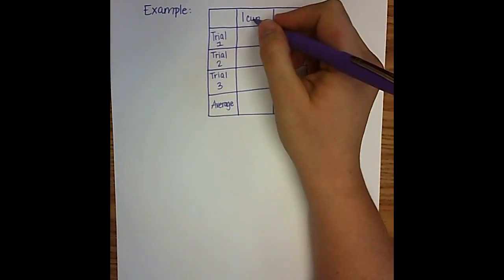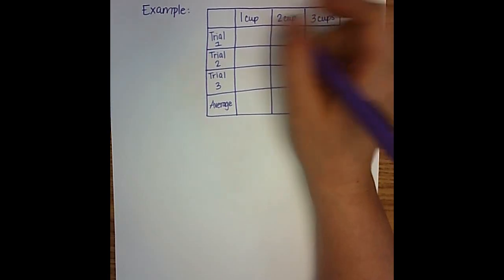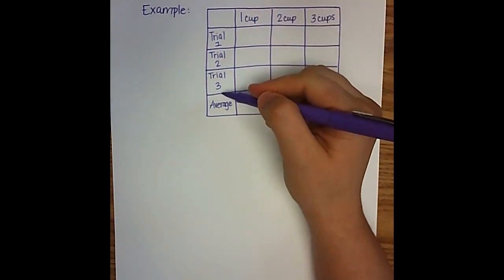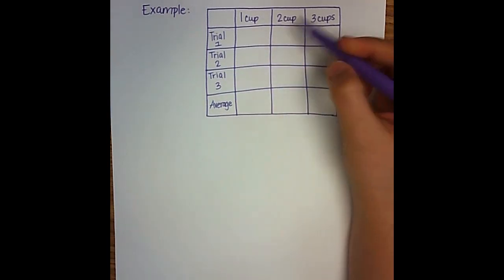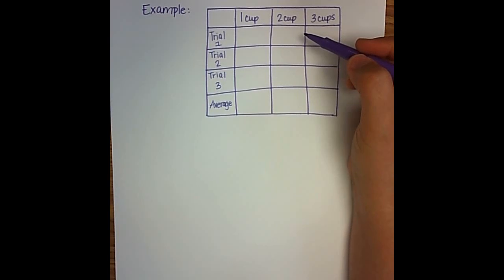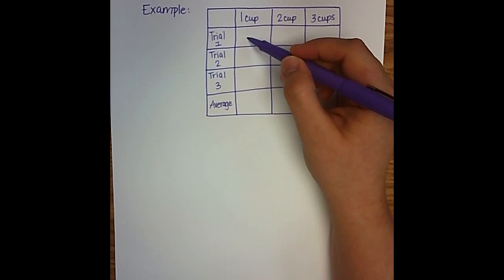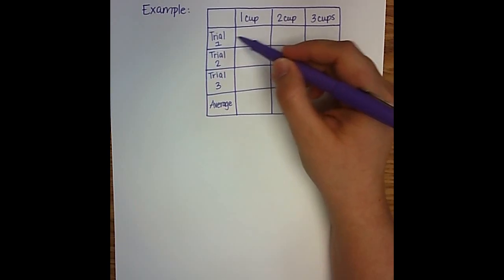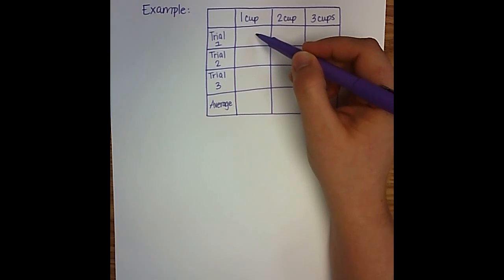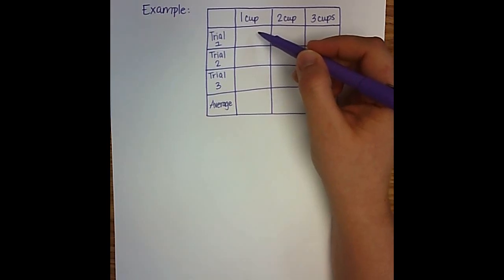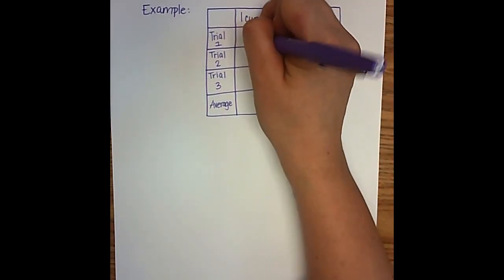So up here is where you're going to put your independent variable, okay? Over here is where your trials go, and then in these boxes is where your data is going to go. The outcome that I'm measuring for this experiment is the plant height. So let's say that I measure with 1 cup the first trial, my measurement would go in this box. Let's say I measured and it was 10 centimeters. It grew 10 centimeters.